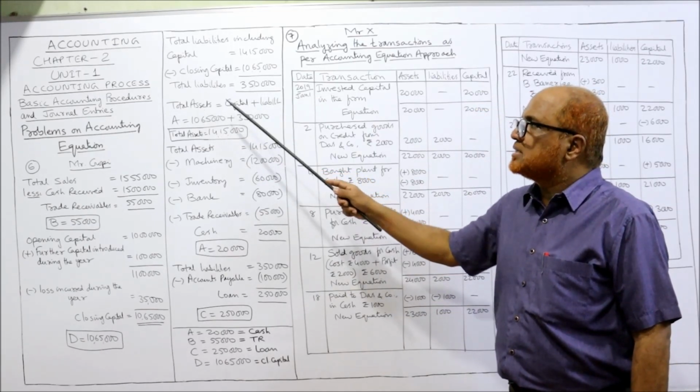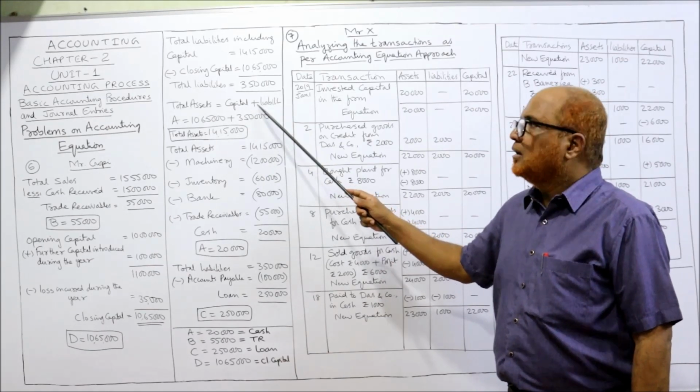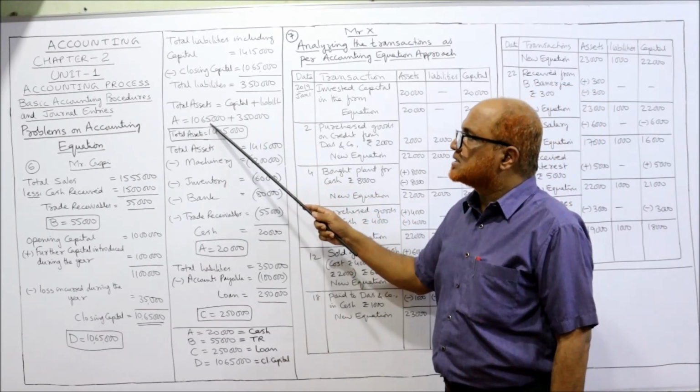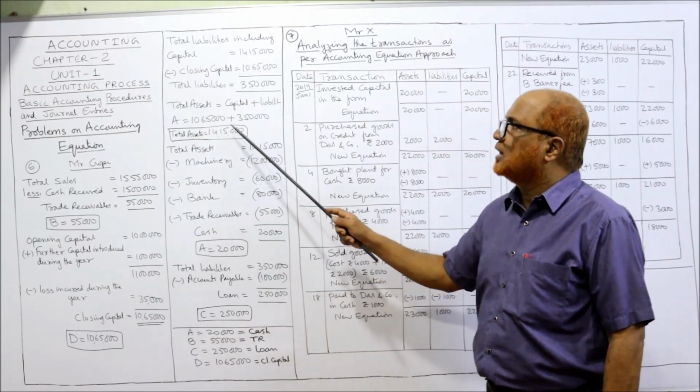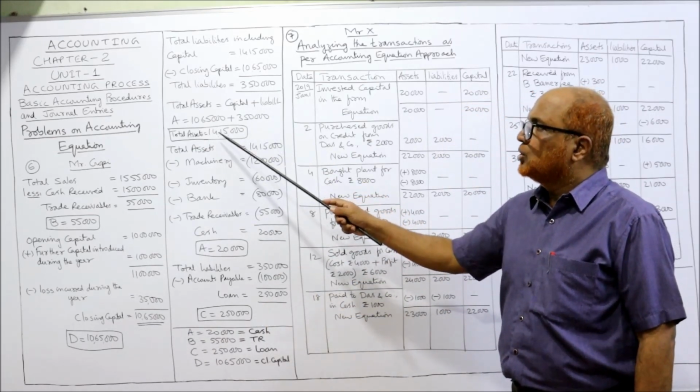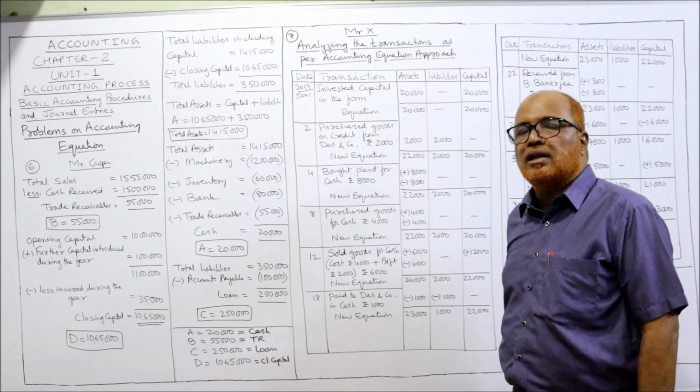3,50,000. Now total assets is equal to capital plus liability. Now A is the total assets. Capital is 10,65,000. Liabilities are 3,50,000. So 14,15,000 is the total assets.